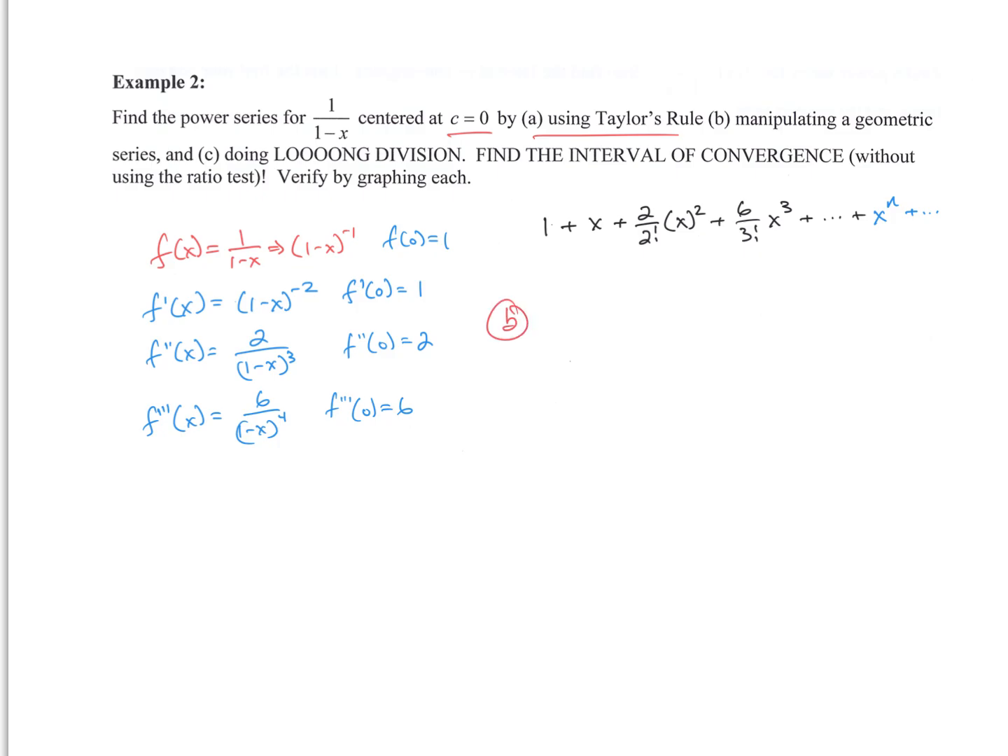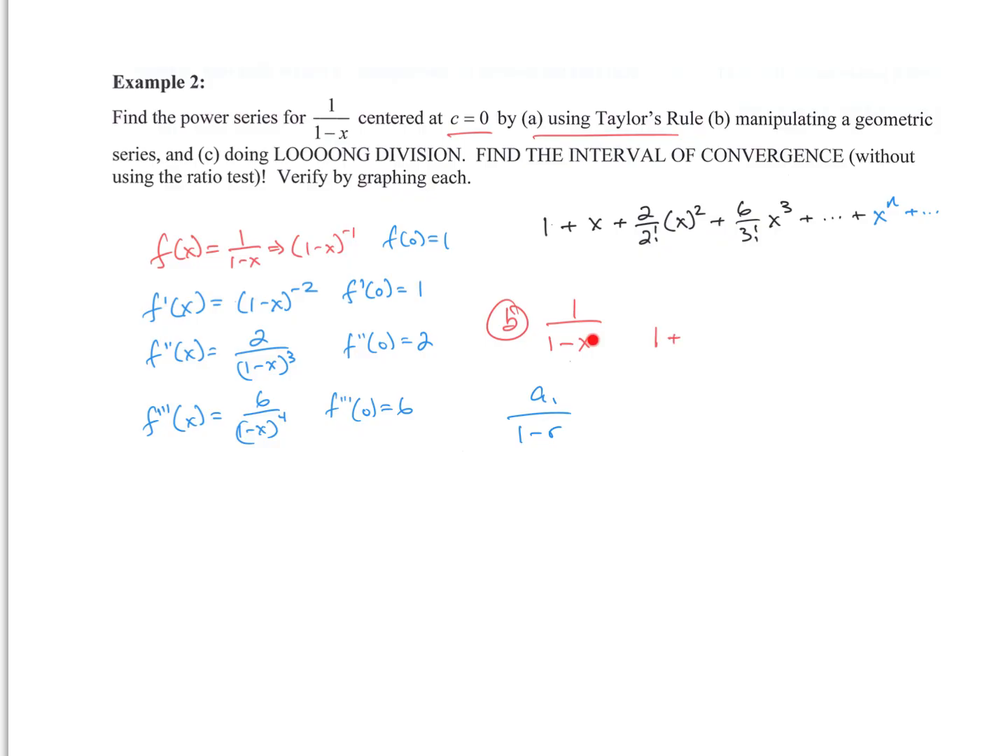Manipulating a geometric series. All right, beautiful. That's what I like to do. So if I have 1 over 1 minus r, this is in the form of a sub 1 over 1 minus r. Okay, 1 over 1 minus x is in the form of a sub 1 over 1 minus r. This is the geometric power series. And so guess what my first term is? 1. And so my first term is going to be 1.